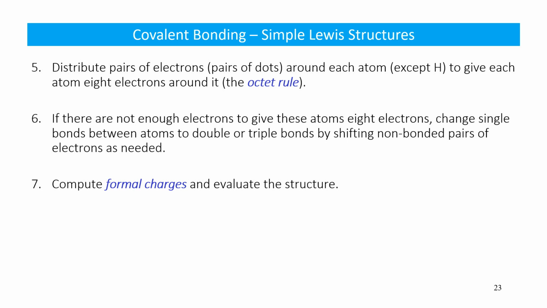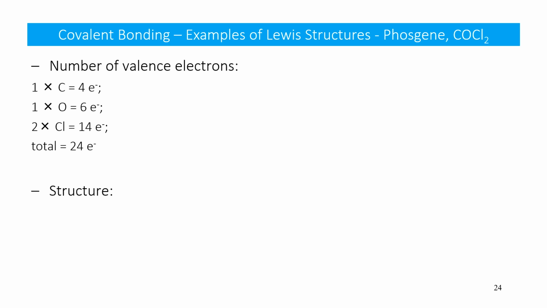We have to distribute electrons, but in pairs, so that we follow the octet rule, except for hydrogen, which follows the duet rule. If there are not enough electrons around, then of course we use bonded pairs. We go for double bonds, and then we compute formal charges and evaluate the structure. So for example, we have this. It's phosgene. Its formula is COCl2. We're going to assume that carbon is the central species. And if carbon is the central species, then of course we're going to draw this structure here.